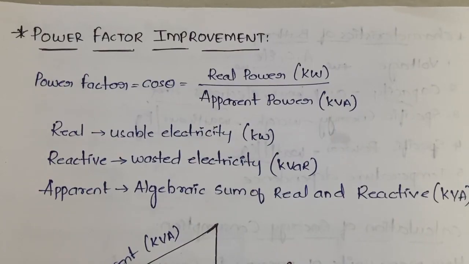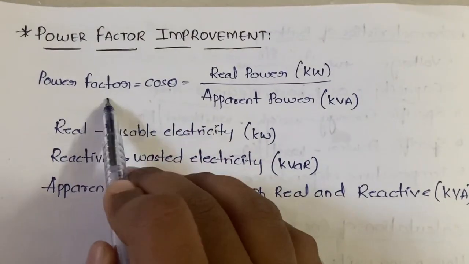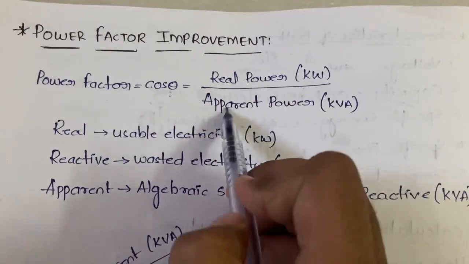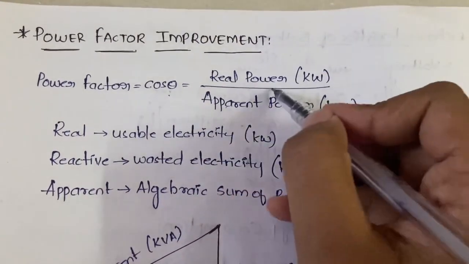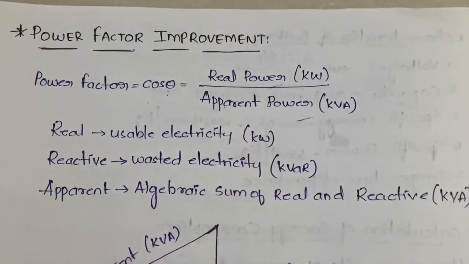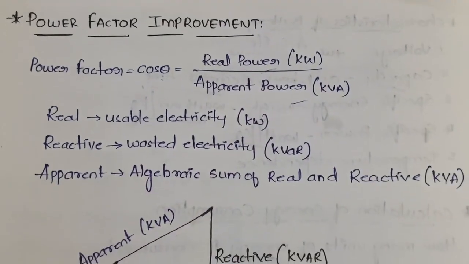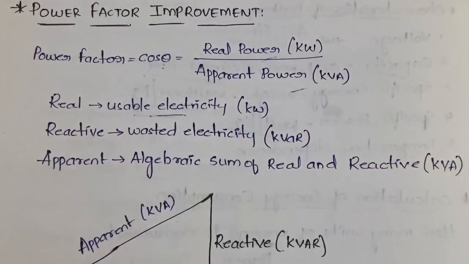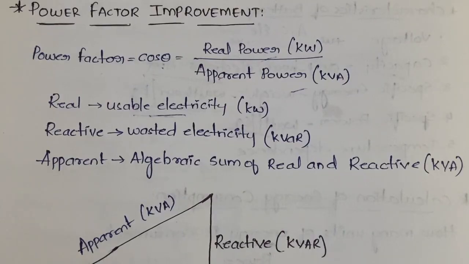Okay, simple. So power factor is nothing but we usually represent it with cos theta, and that is the ratio of real power to the apparent power. So what is real power, what is apparent power, you may get a doubt. Okay, cool, don't worry. First, real power is nothing but the usable electricity, that is the electricity which you are actually using is the real power.